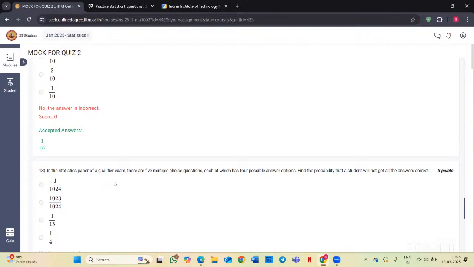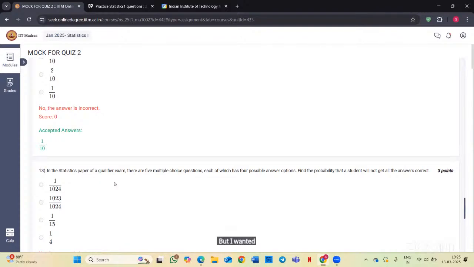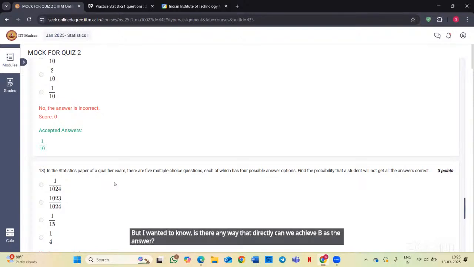Ma'am, I have solved the question, but I have one method which is working, and I wanted to know something. The way I have solved it is by finding the possible ways where the answers could be correct and taking the complement of them, and I got answer B. But is there any way to directly achieve B as the answer instead of taking the complement?